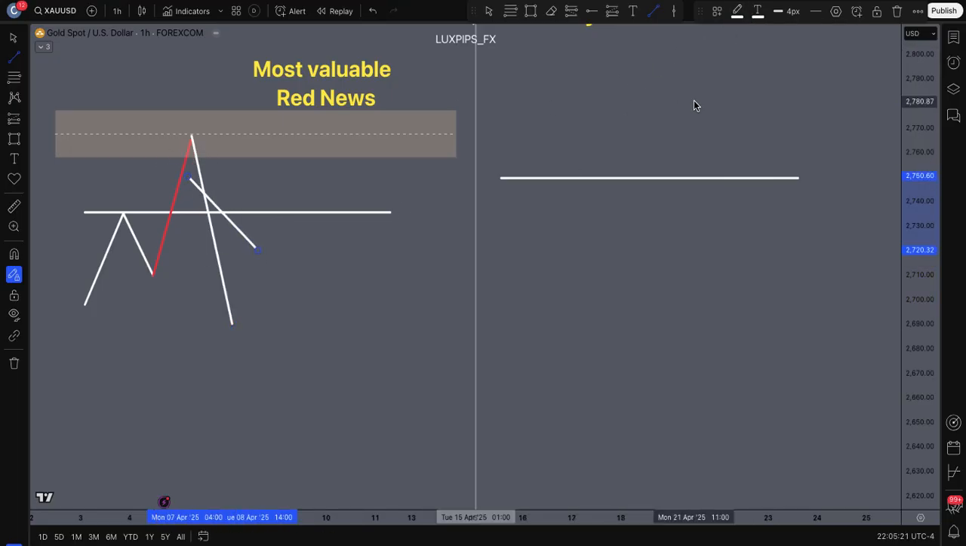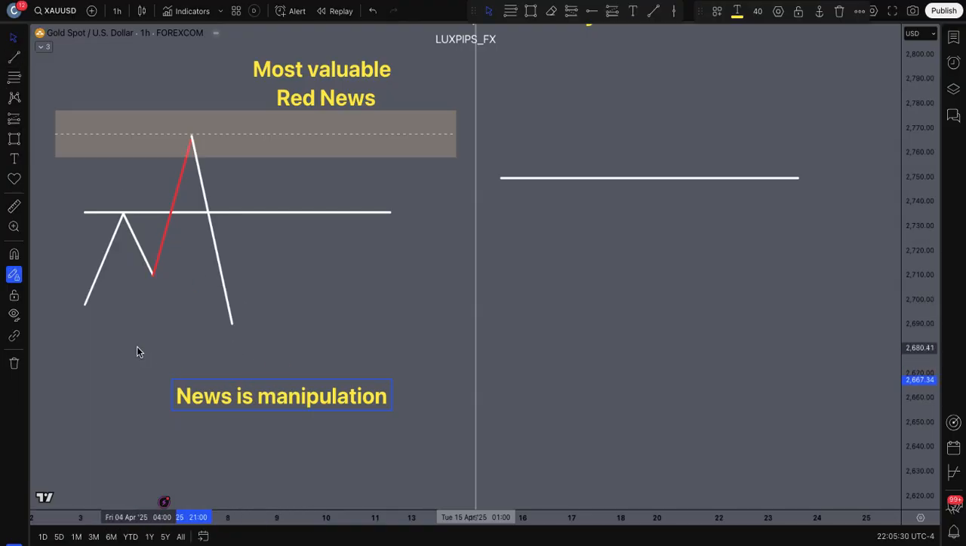Because what is news? News is manipulation. It's straight up manipulation. At 8:30, most red news at 8:30 is going to be manipulation. This is why I had my sweet spot in part 1 at 9 to 10 for New York session, because it's after most 8:30 red news. Most. There's some at 10, there's some even in the evening. So you have to keep your eye out, of course.